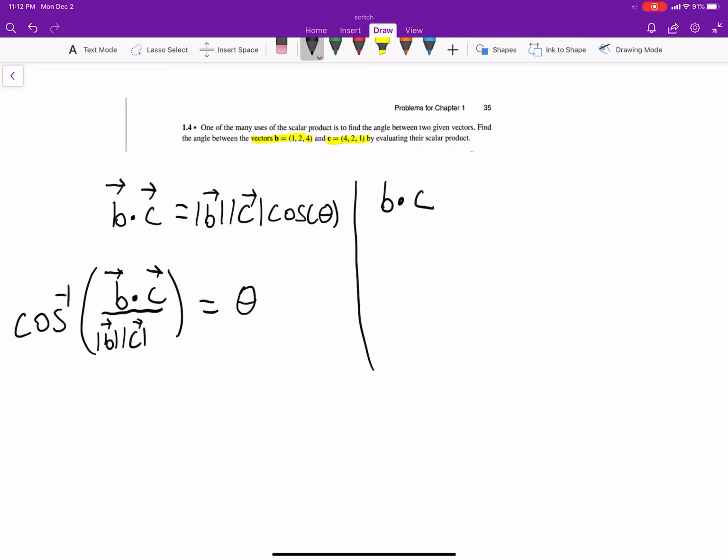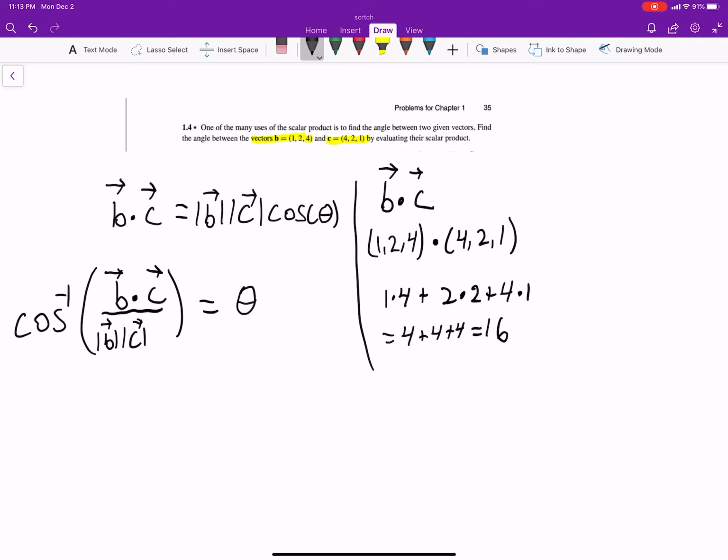Let's start by computing vector b dotted c. Well, we just have to multiply the like components. So this is (1, 2, 4) dotted with (4, 2, 1). So that's 1 times 4 plus 2 times 2 plus 4 times 1. So we multiply the like components and then we add it all up together. So that's 4 plus 4 plus 4, which is 16.